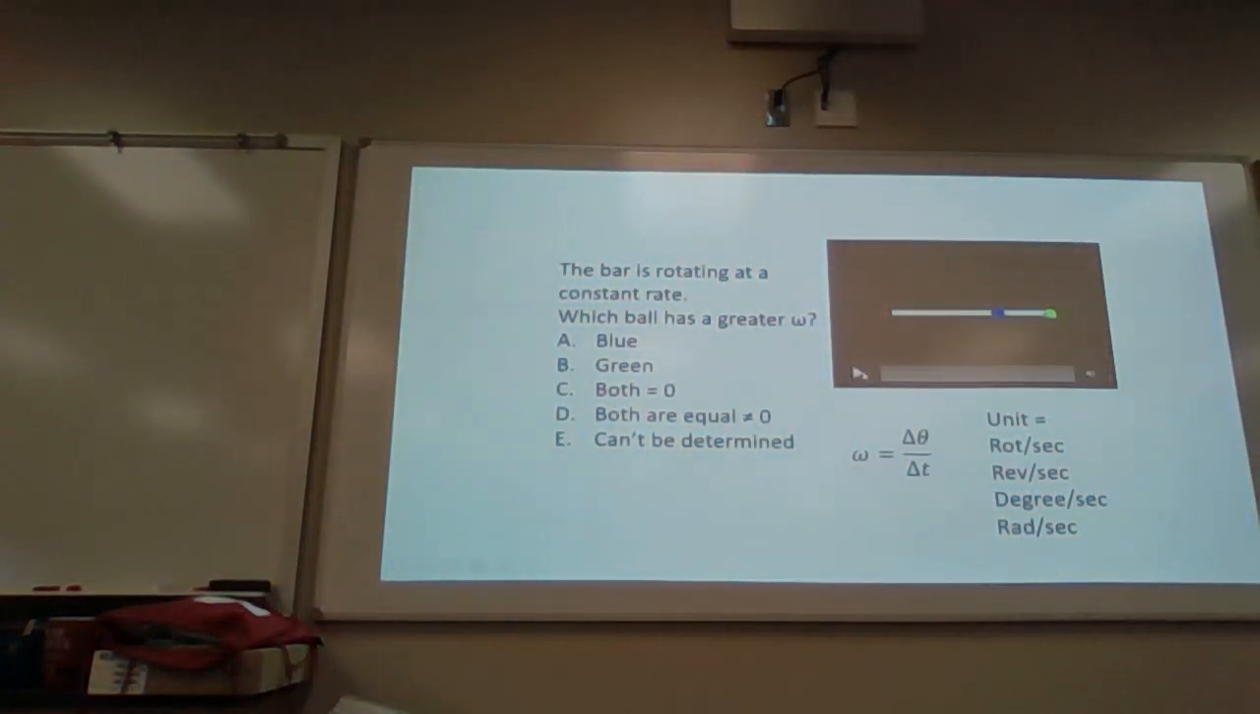All right, give this one a shot. So omega again is rotational speed.